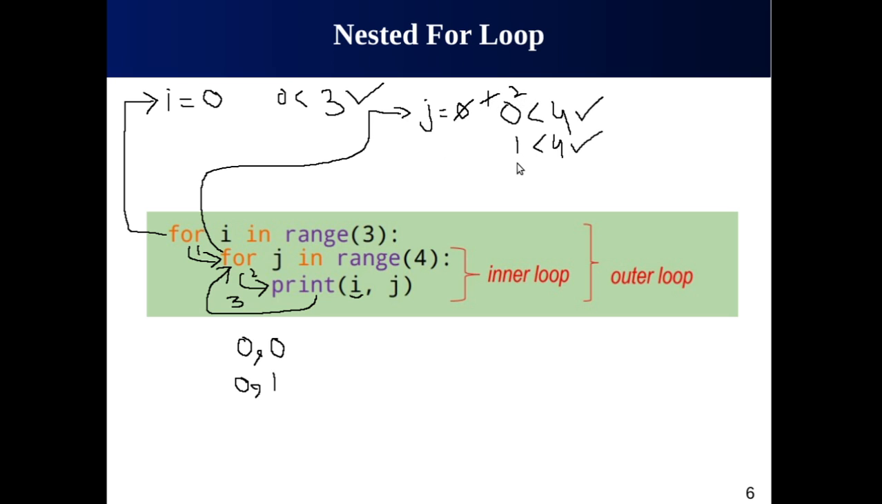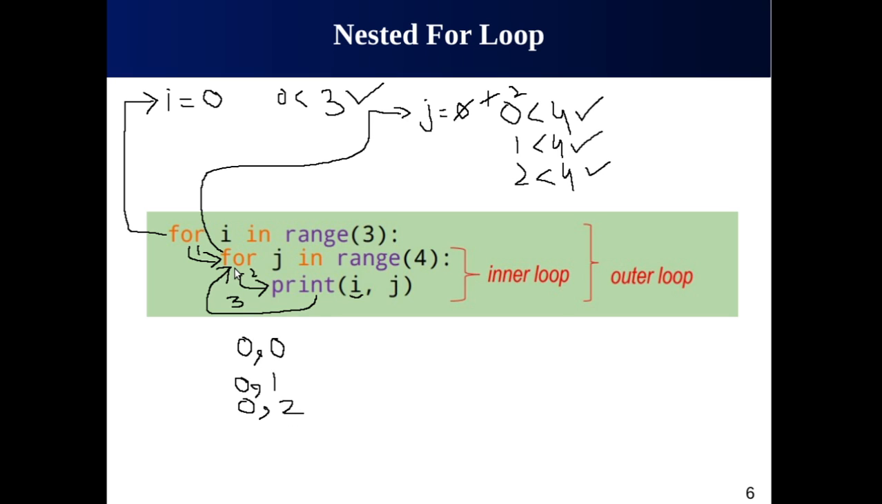The new value of j is 2. Check the condition. 2 is less than 4. Yes, the condition is true, so execute the print statement. It will display the current value of i and the current value of j.